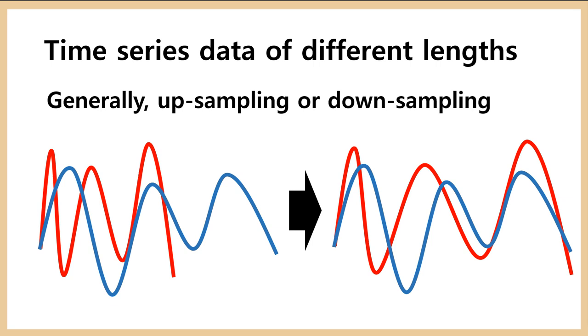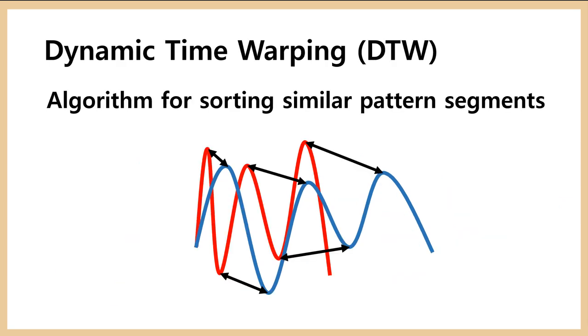When the lengths of two time series data are different, one approach is to adjust their lengths by upsampling or downsampling one of the series. However, this method may not always be reasonable. An alternative that has emerged is DTW.